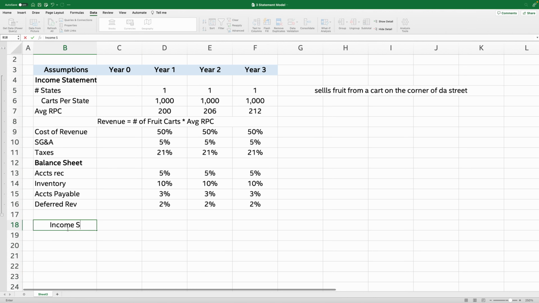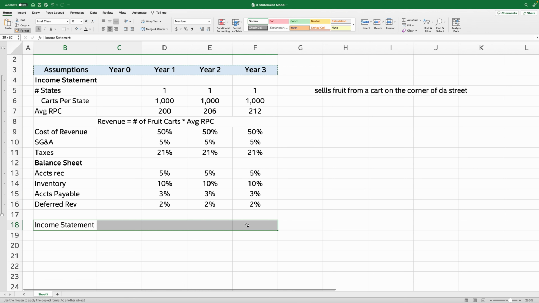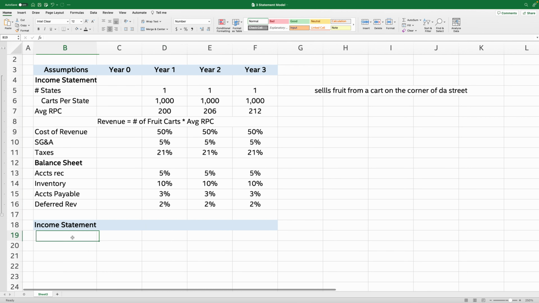Let's name this income statement. And then we'll copy this format. Every income statement starts off with sales, and another name for sales is revenue. So: revenue, cost of sales, gross profit.